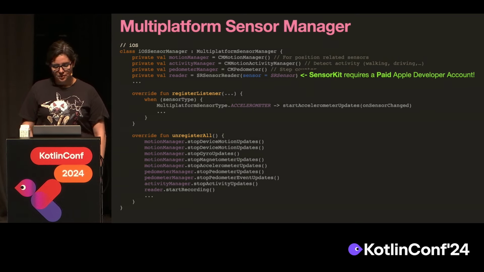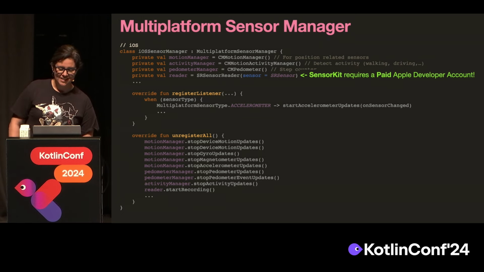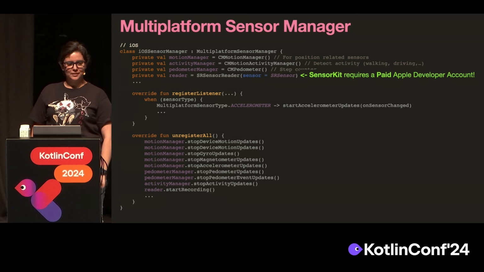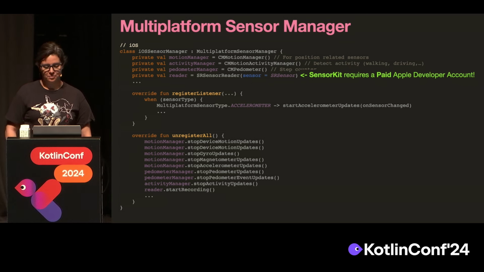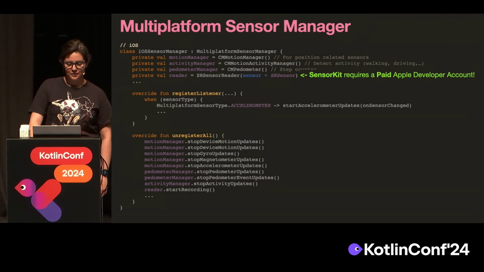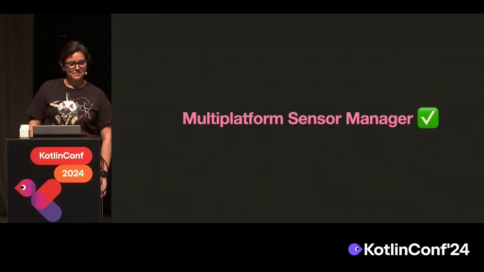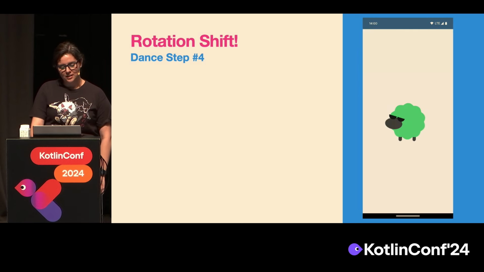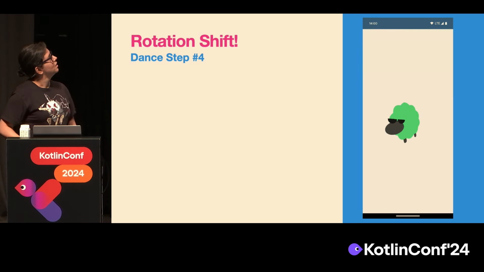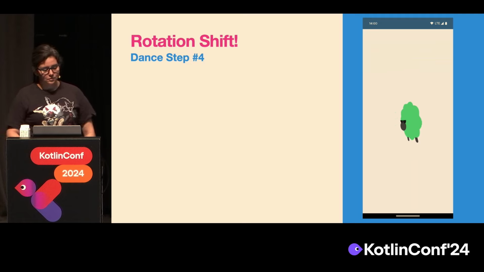But something important to note in here as well, I forgot to mention, is that this sensor kit requires a paid Apple developer account if you want to change it, because you need to provide a provisioning profile. So just keep that in mind if you want to play with ambient light. I found it the hard way. Anyway, with that, we are done with Sensor Manager. So let's start dancing again. And for that, let's start with our first sensor step, the rotation shift.